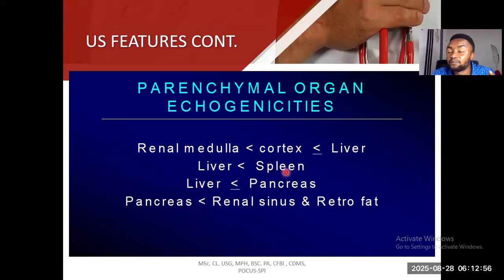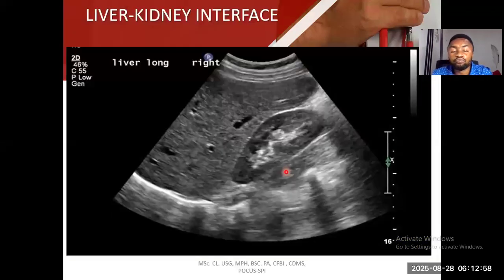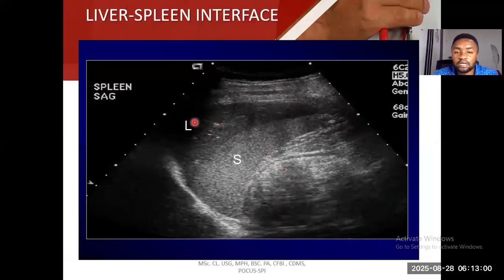If you pick the liver and the spleen, let me show them to you. This is the liver. The L is the liver, and this is the spleen. Please, what do you see? Compare the liver echogenicity and the splenic echogenicity. Which one has higher echogenicity than the other?